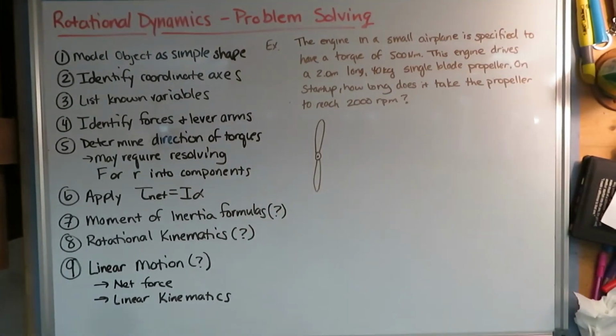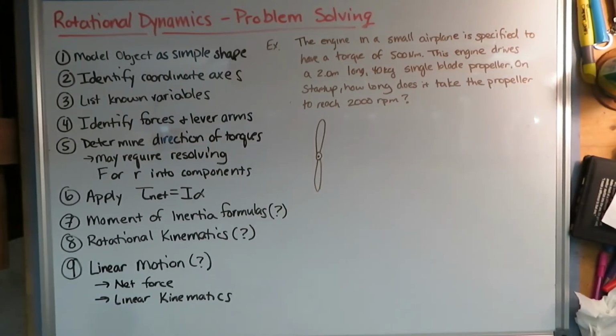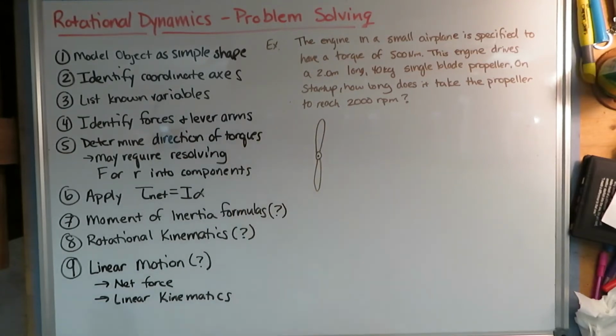All right, in this case, there's an engine in a small airplane, and it gives us a particular amount of torque that the engine can supply to the propeller. It's a single blade propeller. It tells us that it's 2 meters long, with 40 kilograms for the single blade, and we want to figure out how long it takes the propeller to reach 2,000 RPM.